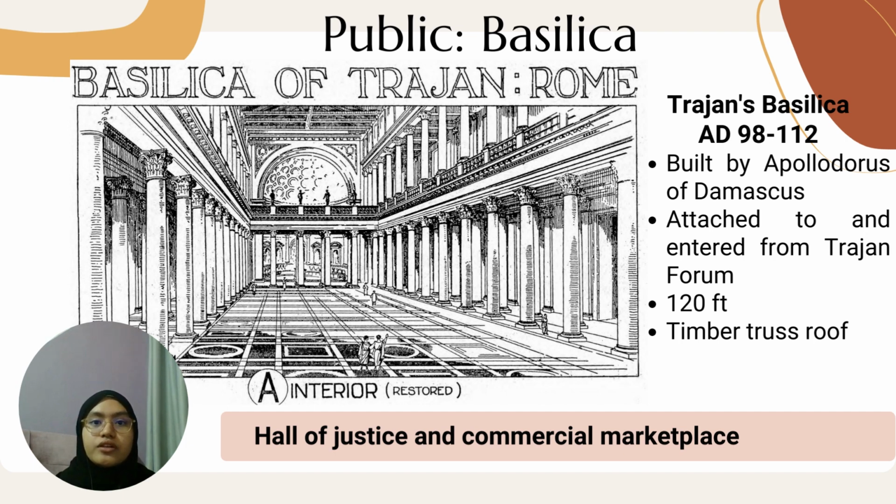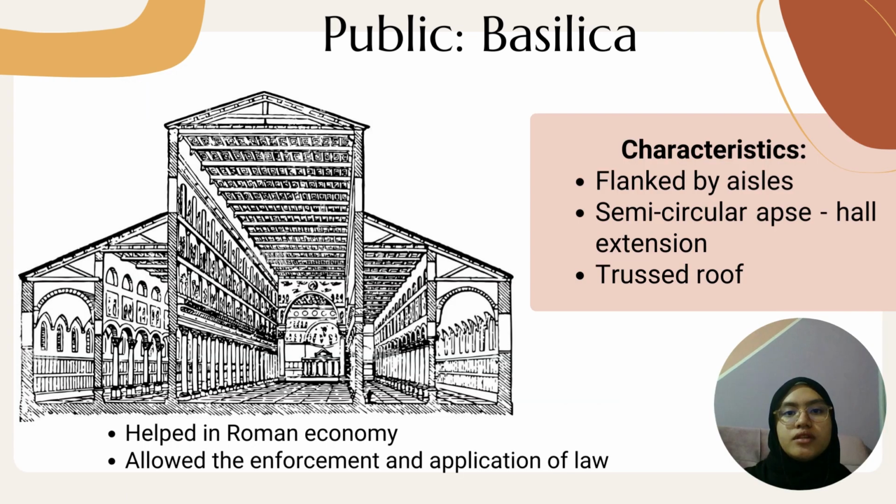The internal height was 120 feet and the roof was timber truss, which is a typical construction for basilicas. Basilica was flanked by aisles with galleries above. For law purposes, the court officials sat upon a raised dais in a semicircular apse, which is a circular extension of the rectangular hall. The roof of the basilica, as mentioned, was truss instead of dome.